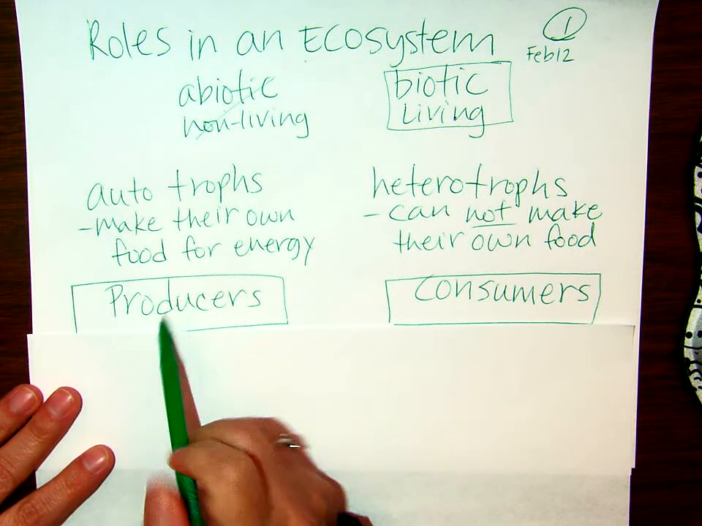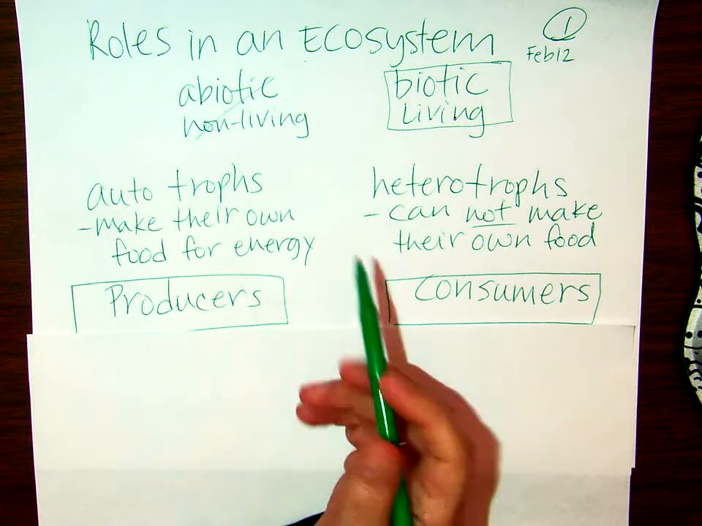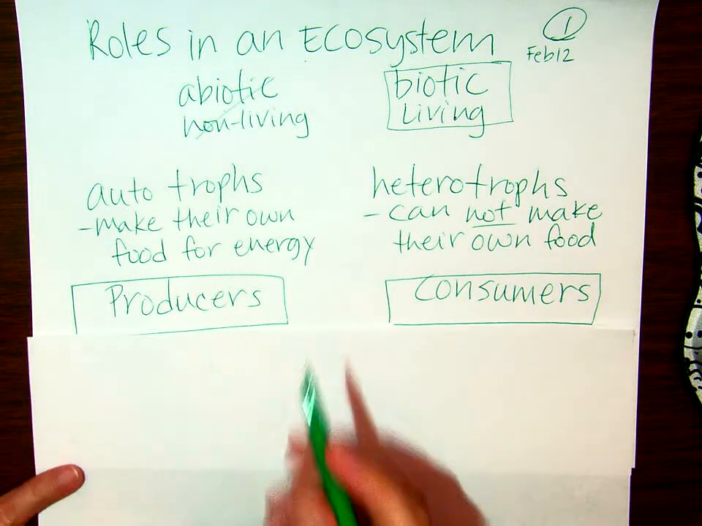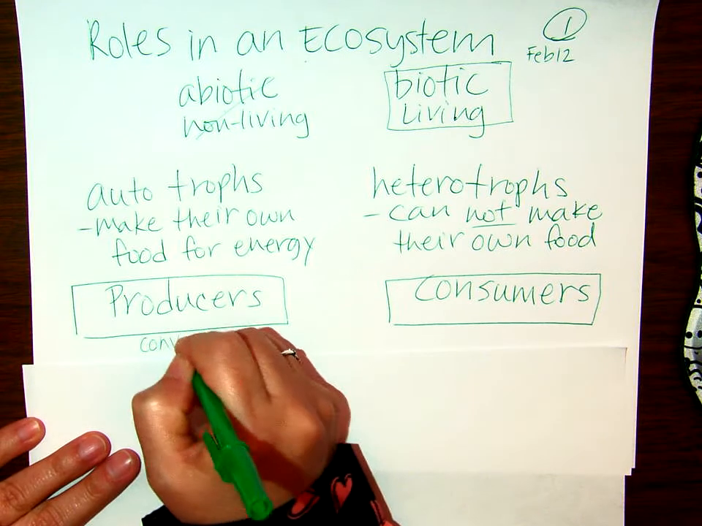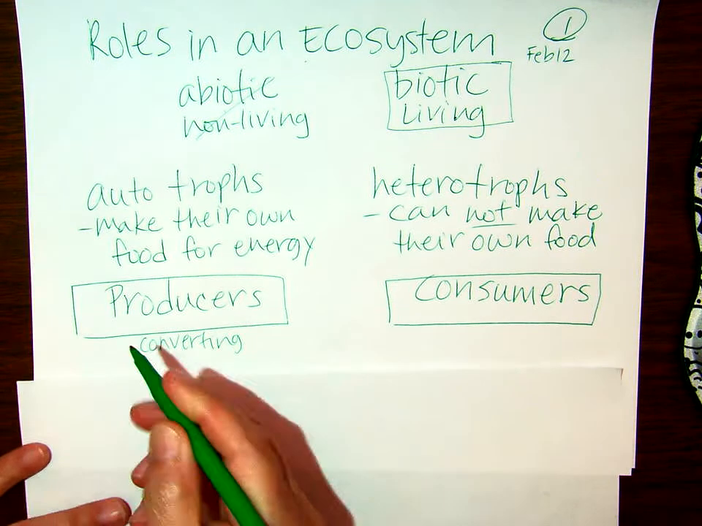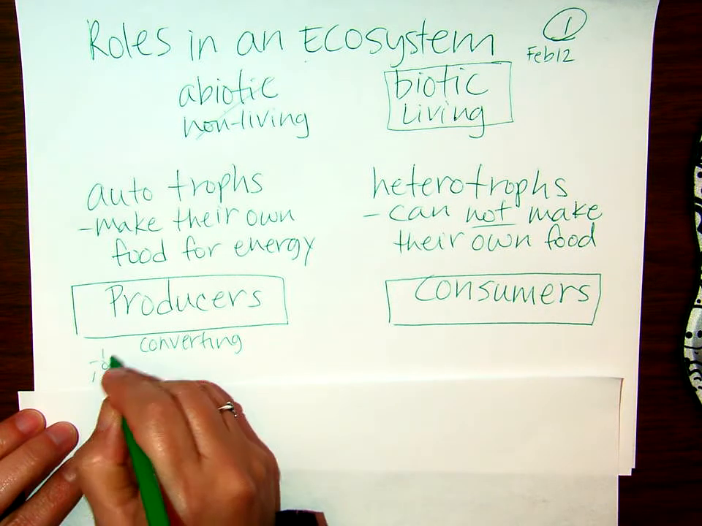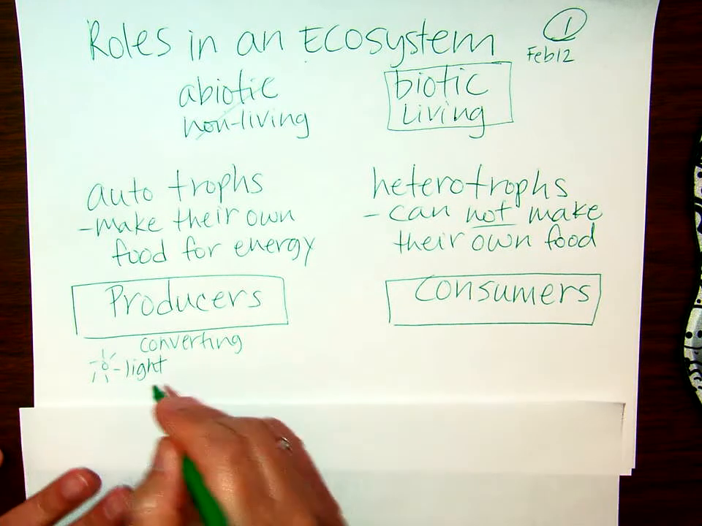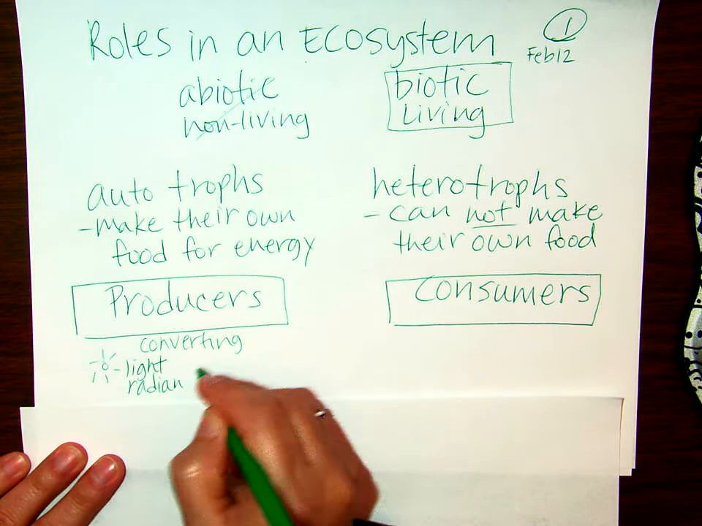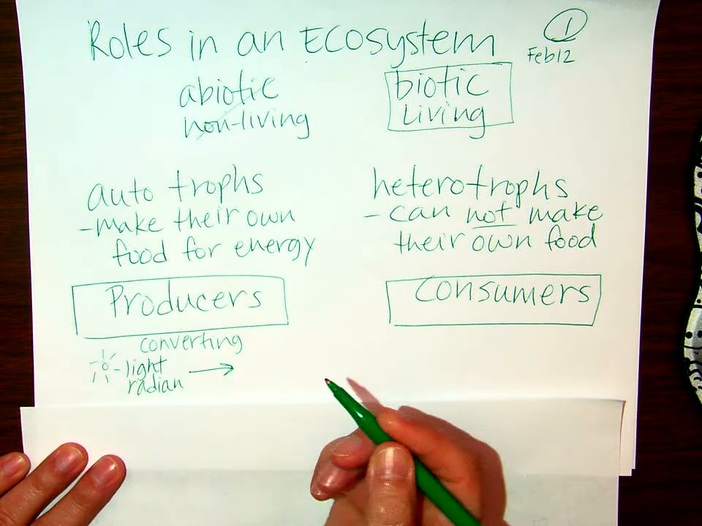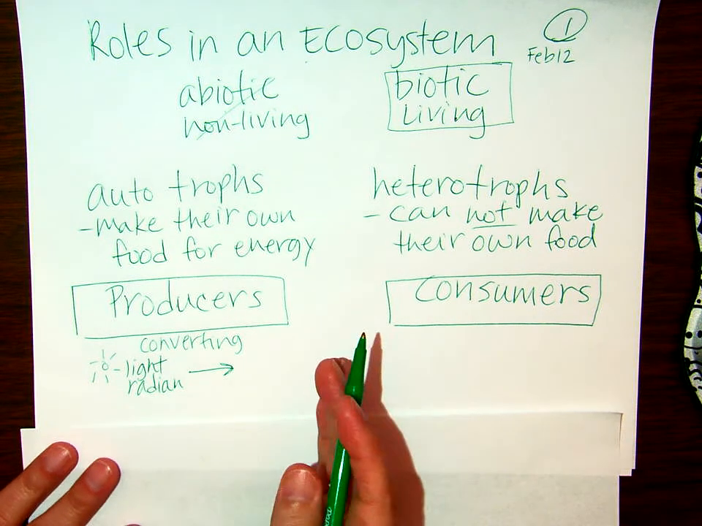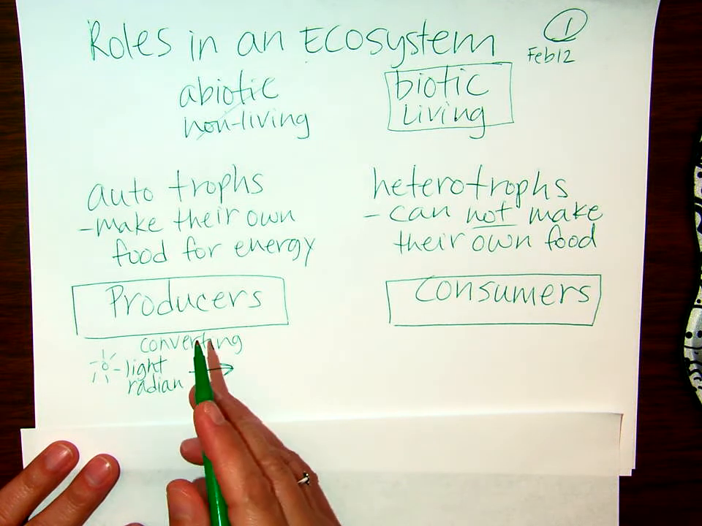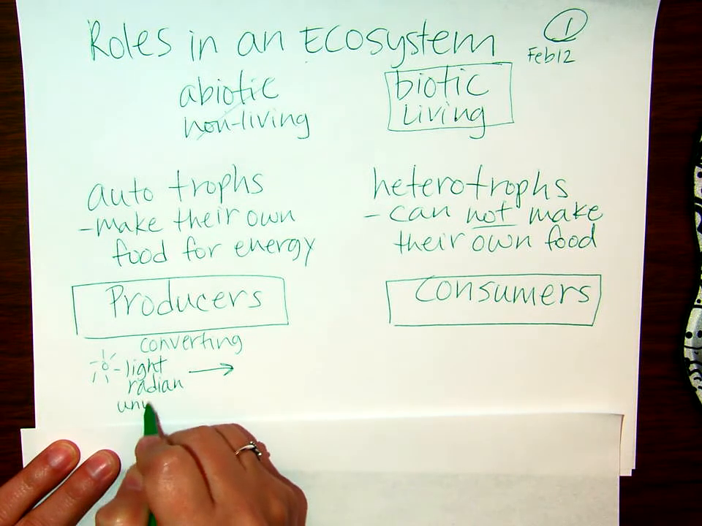Producers, because they're quote-unquote producing the energy for the ecosystem. Energy cannot be created or destroyed, they're just converting. They're converting light energy from the sun, light or radiant energy, and they're converting it into something useful. We can't go outside, stand in the sunlight, and just soak up energy and be able to use it. We can't use it in this form. This is unusable to us.